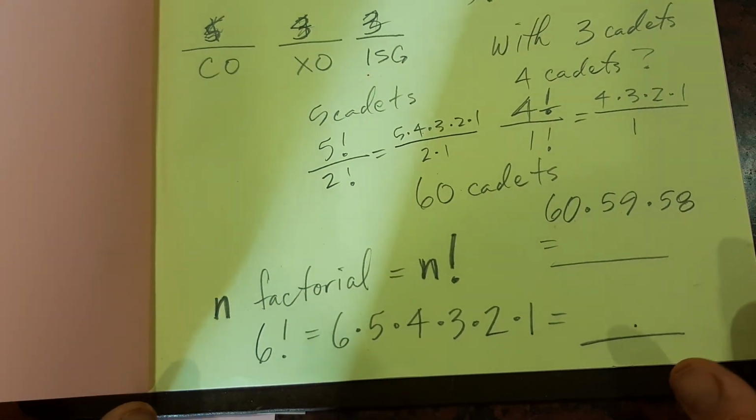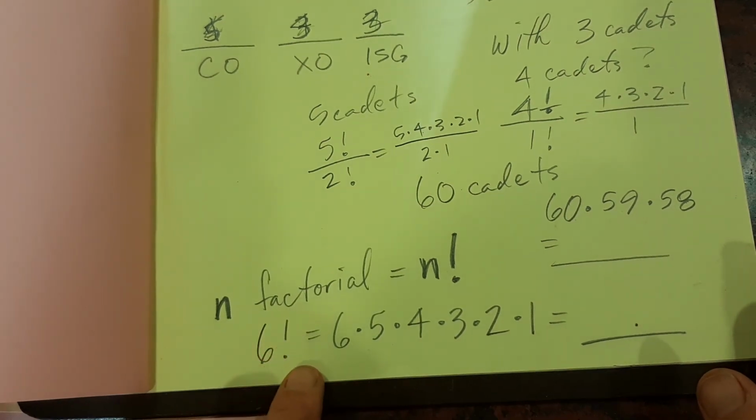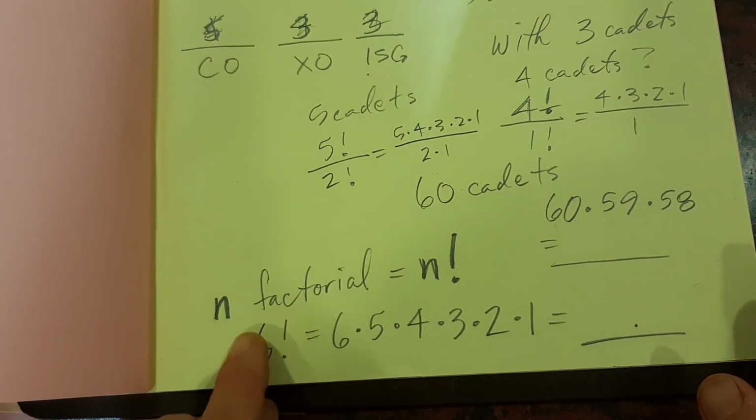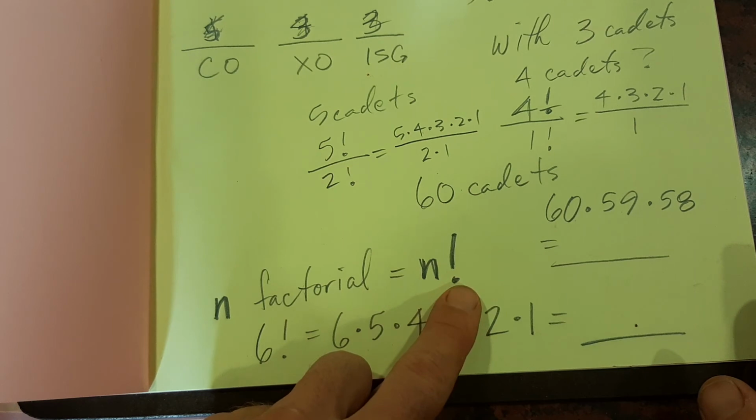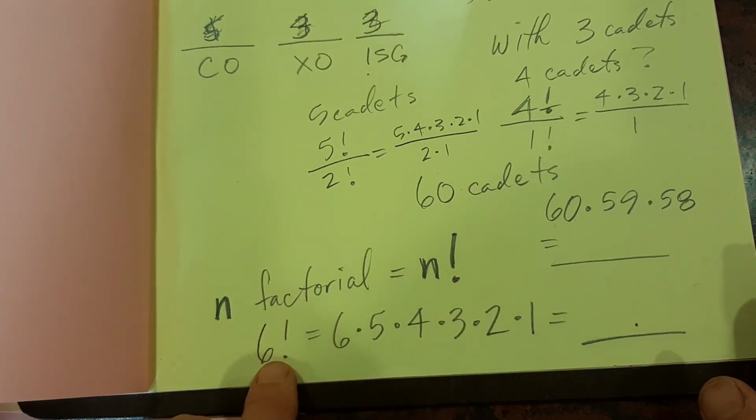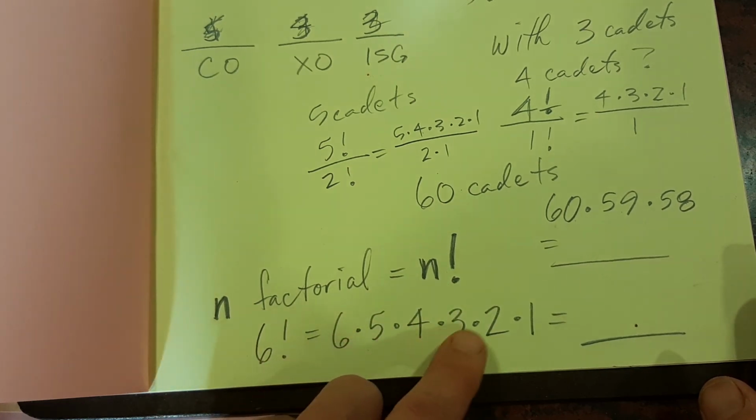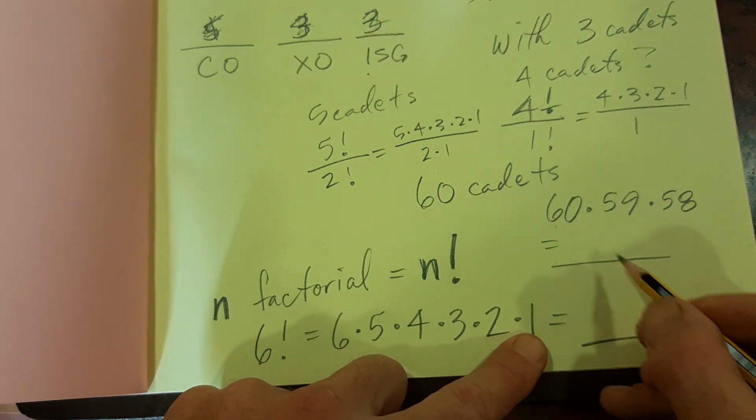Okay, this is way too long. And so, 6 factorial, one last time: n factorial, n exclamation point. 6 factorial is 6 times 5 times 4 times 3 times 2 times 1. I think I've got that one in my head now.